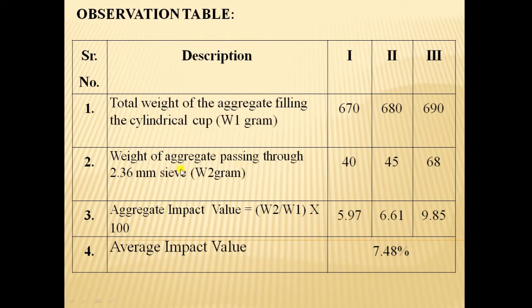Weight of aggregate passing through the 2.36 mm sieve is W2 gram. For the first trial it will be 40 gram, and the aggregate impact value, that is W2 divided by W1 into 100, will be 5.97%. For the second trial, the aggregate impact value will be 6.61, and for the third trial it will be 9.85. If we take the average of these three, we get the average impact value, that is 7.48%.